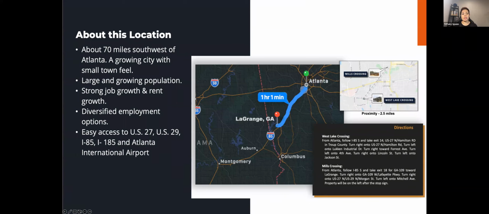So as I mentioned, this deal is 70 miles southwest of Atlanta. And in this particular city, there's a great working population. The Duracell batteries factory is down there. They have really easy access to Atlanta, even though it's 70 miles away. It's right on a highway. It's easy access to Atlanta as well as Montgomery, Alabama, and down to Columbus, Georgia. Next slide.